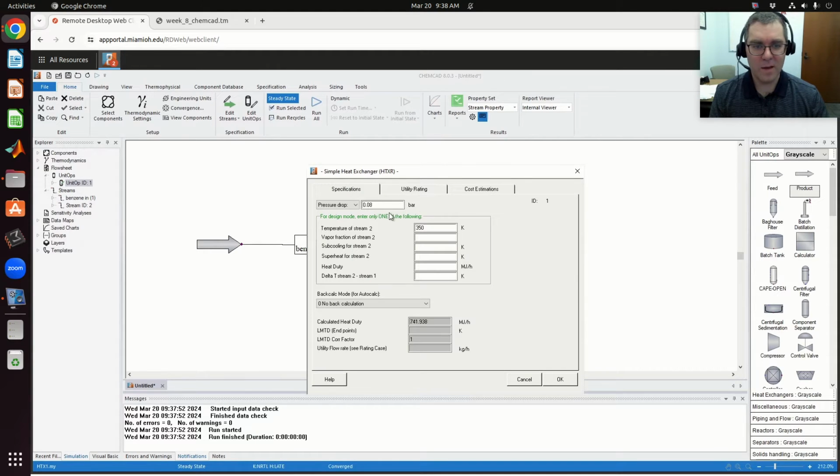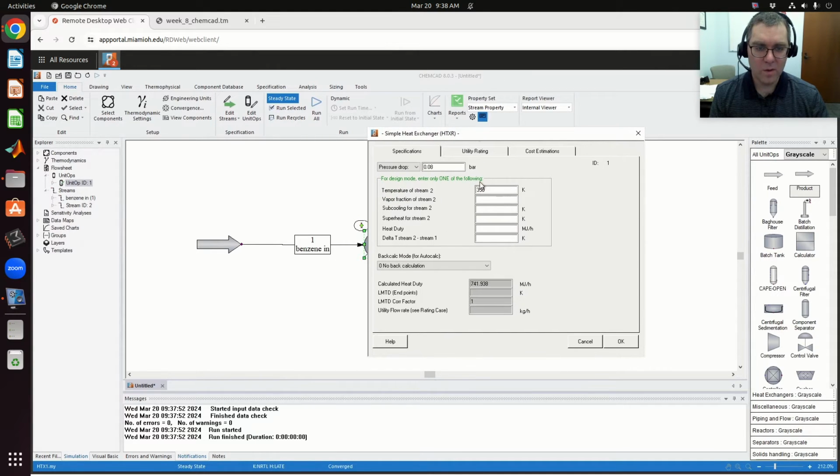Now, if I look at my heat exchanger, okay, cool. We had specified the target exit temperature of benzene, and then it calculates the heat duty. This is the heat that would need to be added to my system to increase the temperature of my 100 kilomoles per hour of benzene from 298 Kelvin to 350 Kelvin. So here's my calculated heat duty.